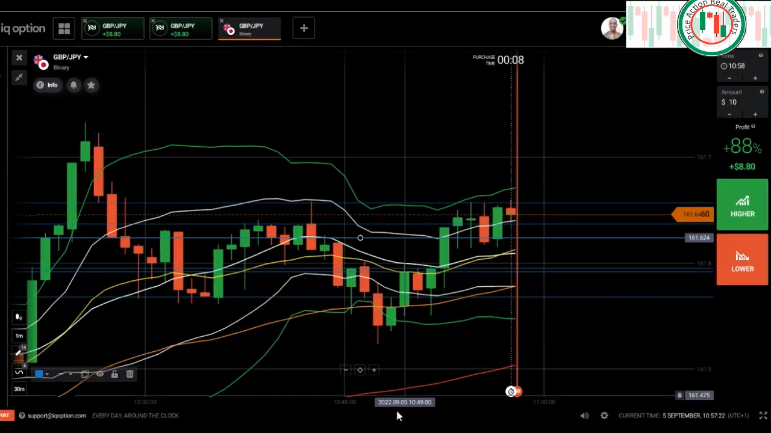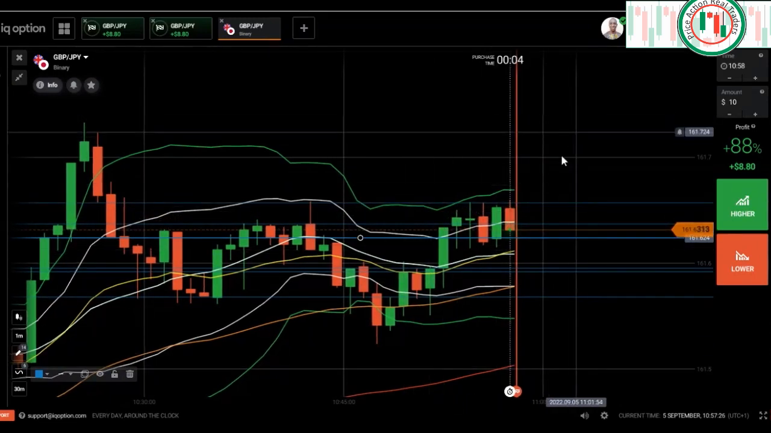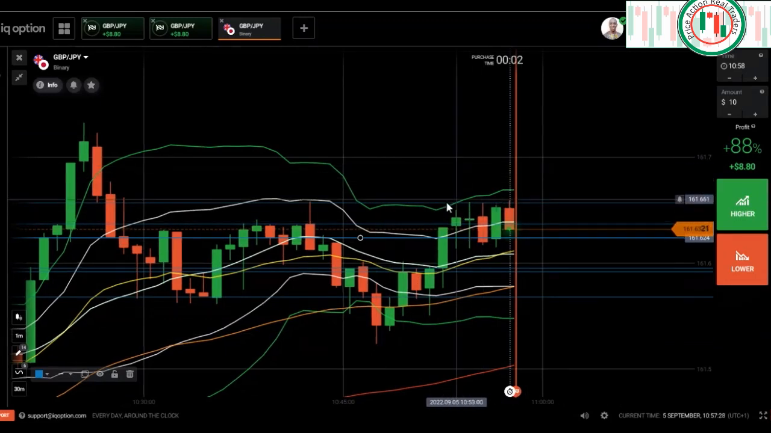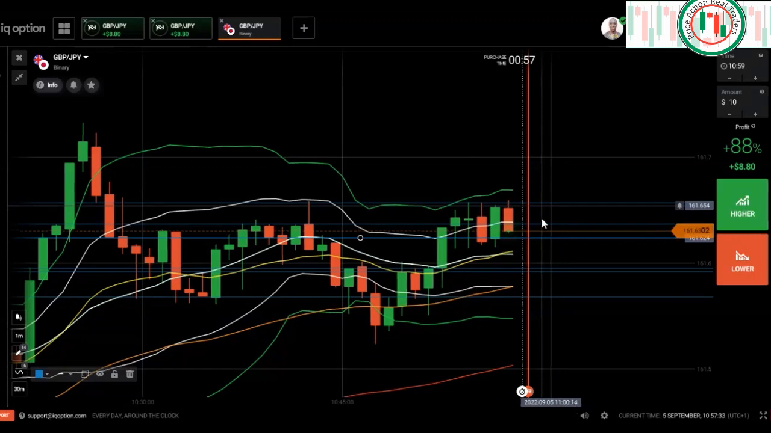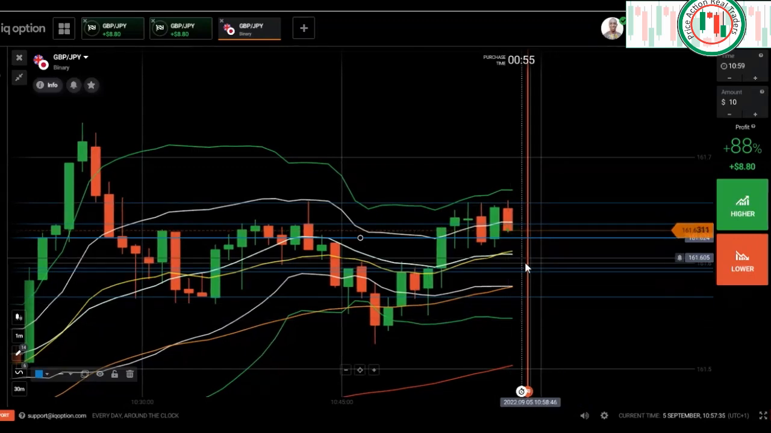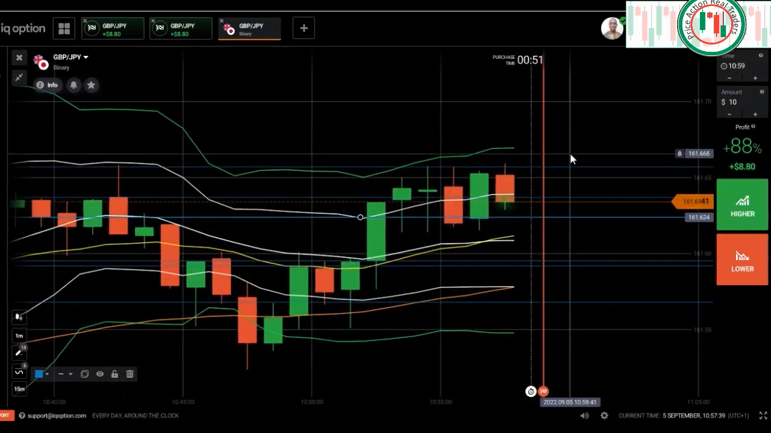Because you see the market is trying to change to a strong uptrend. As you can see, Bollinger is trying to change direction. Here you see Bollinger is pointing up now. 20 EMA is pointing up, 50 is pointing up. So the market is trying to change to a strong uptrend.